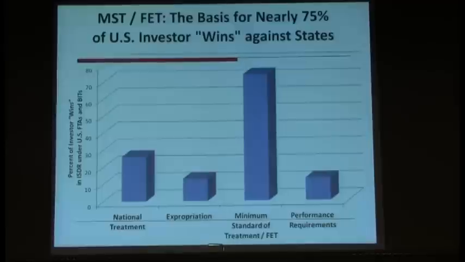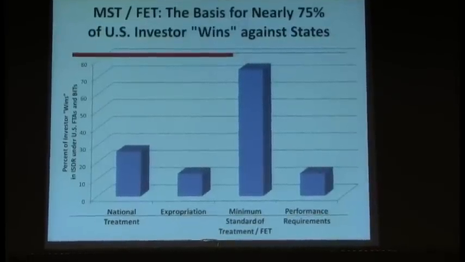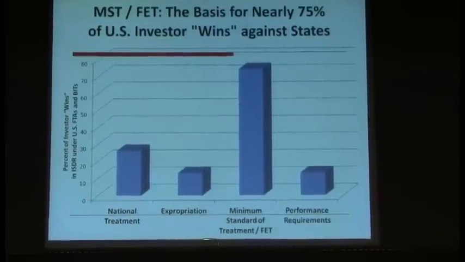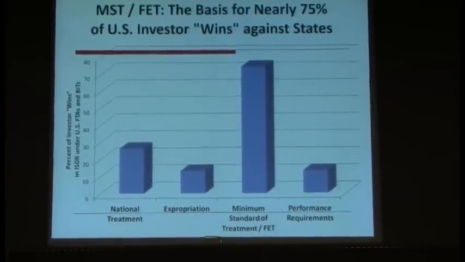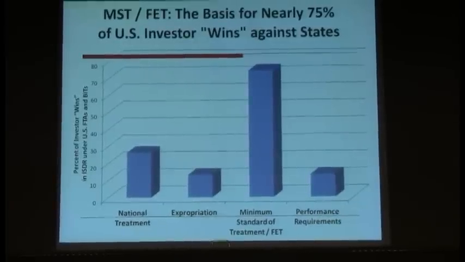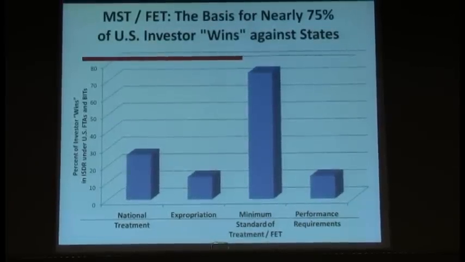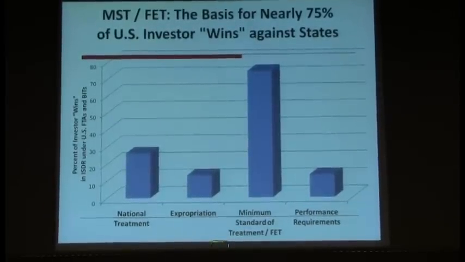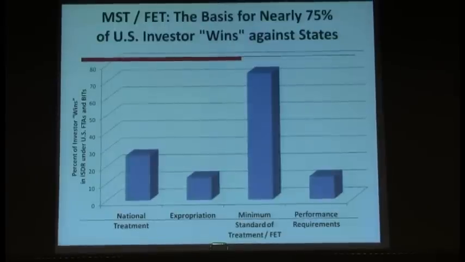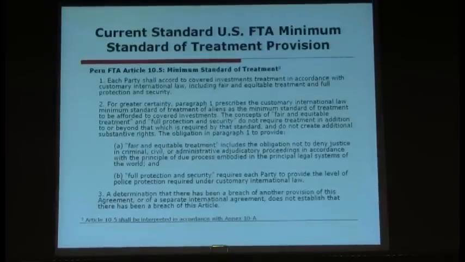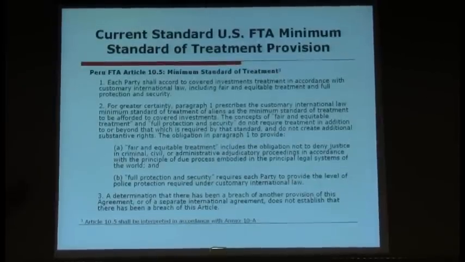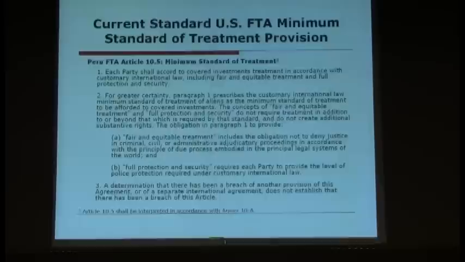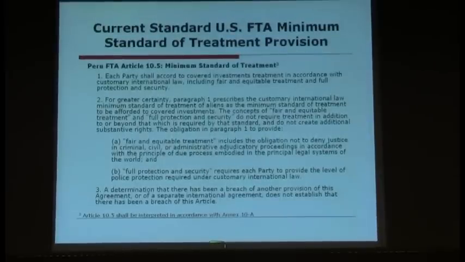We went through all of the U.S. FTAs and BITs, and we found that the minimum standard of treatment, and particularly the fair and equitable treatment piece of it, is the basis for 75% of all of the cases in which the investor wins against a state. That's 23 cases, 17 wins. Now, everyone here is extremely familiar with this language. It's the boilerplate language. That's the language, NAFTA, the U.S.